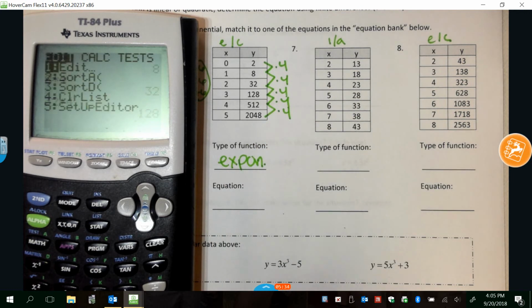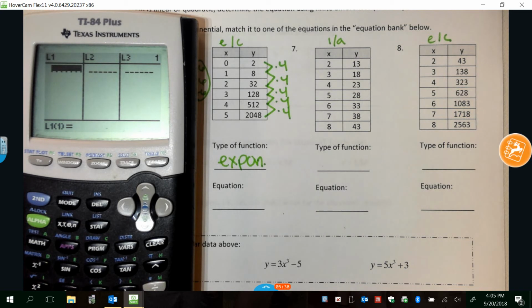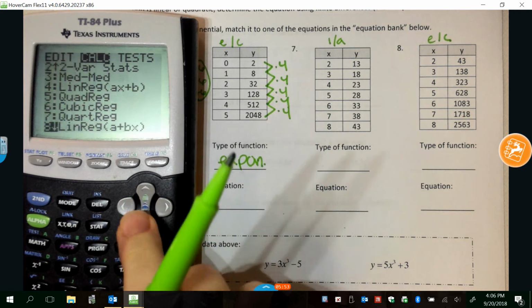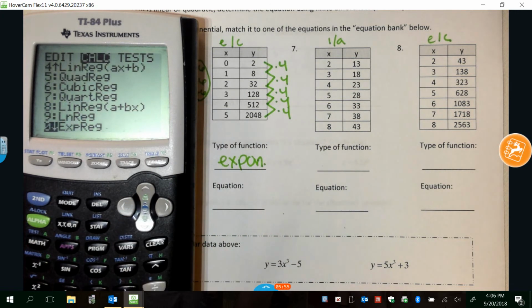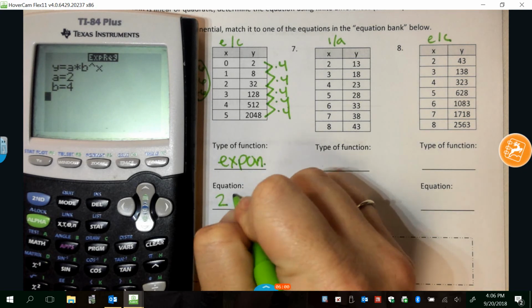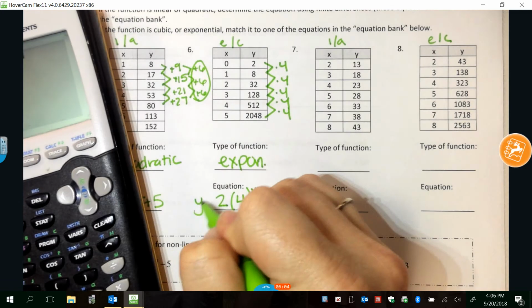Okay, so again we can use stat to find our equation. 0, 1, 2, 3, 4, 5, 2, 8, 32, 128, 5, 12, 20, 48. Stat right. Now we're looking for expreg. So for exponential, and it is 2 times 4 to the x power. Don't forget our y equals.